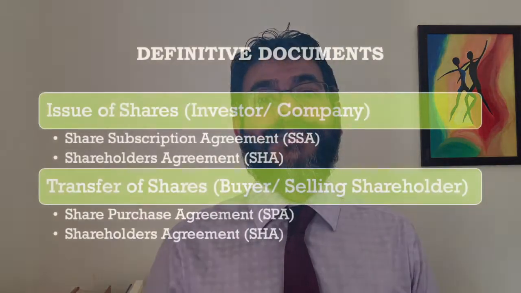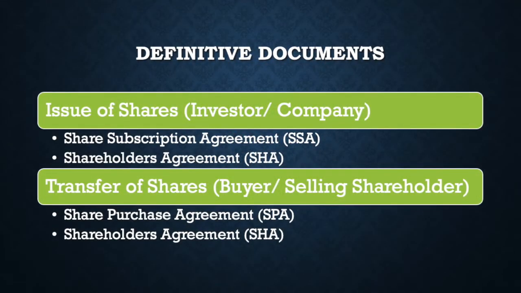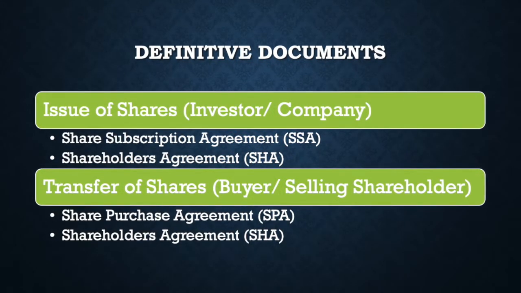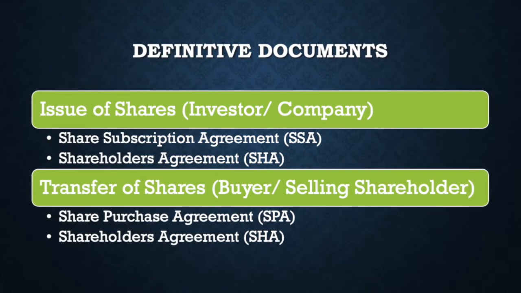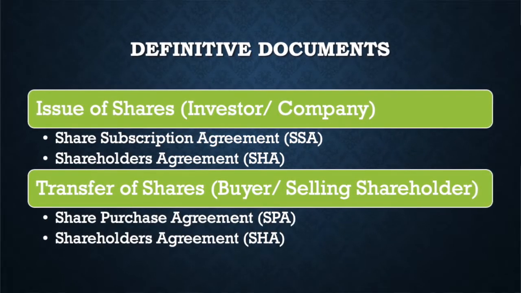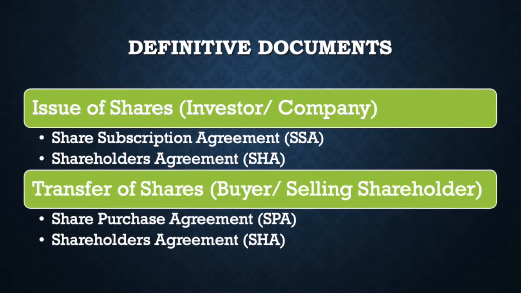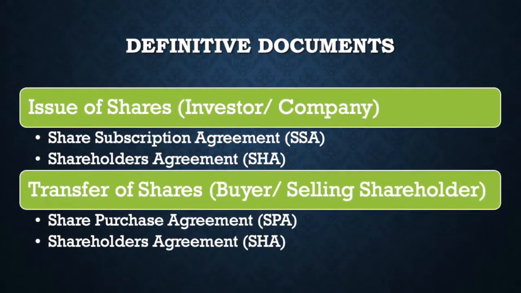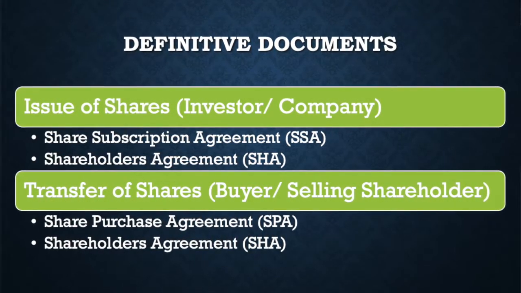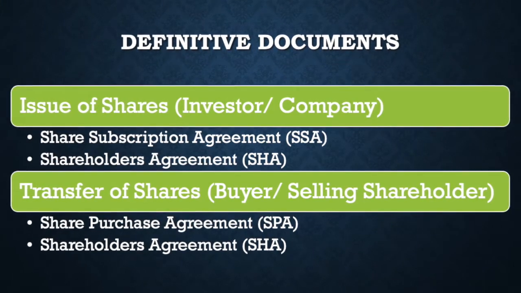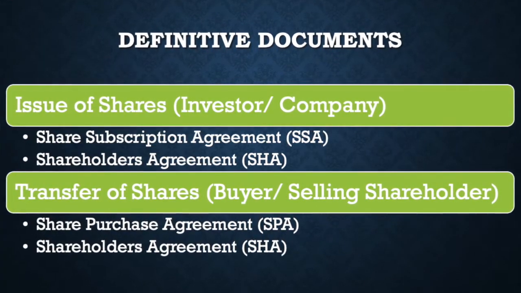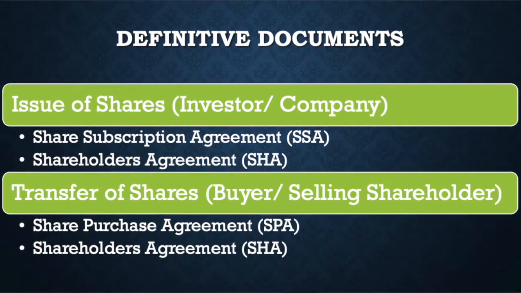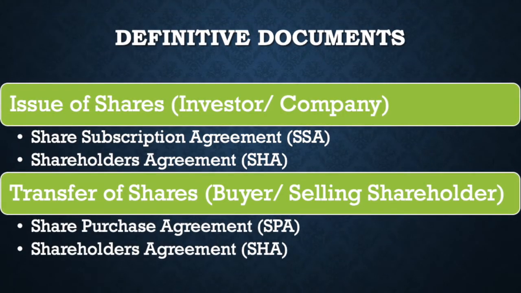Different transactions will have different kinds of definitive documents. So for example, in a share issuance, you would have a share subscription agreement or an investment agreement. In the case of a share transfer, you'd have a share purchase agreement. Along with these agreements, parties may also want to enter into a separate shareholders agreement which will govern the rights and obligations of the parties to the contract, namely the promoter, the investor, and the company.